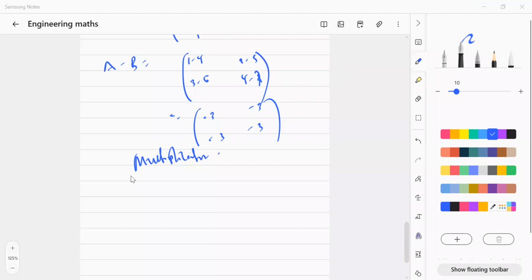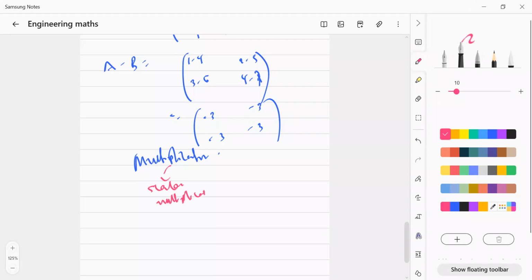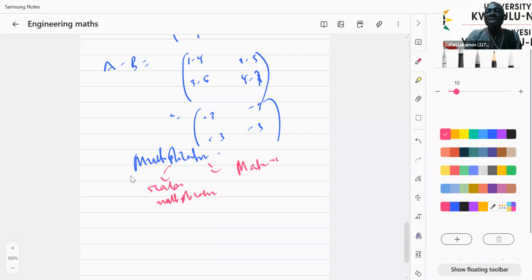So we have two types of multiplication. The first one, we have scalar multiplication. Then the second one, we have what? Matrix multiplication. You understand now? By scalar multiplication, I mean when you are multiplying a scalar by a matrix.